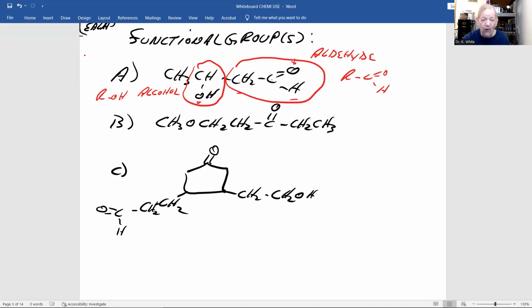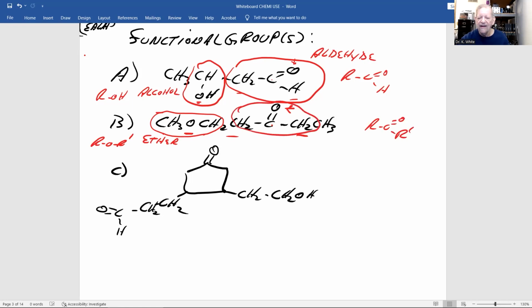Let's go to B. An oxygen here. Carbons here and here. Again, this part you don't have to do, but what is this? It's an ether. Are we done? Oh no, look, another oxygen. And it's double bond to carbon here with carbons here and here. And what is this? It's a ketone.